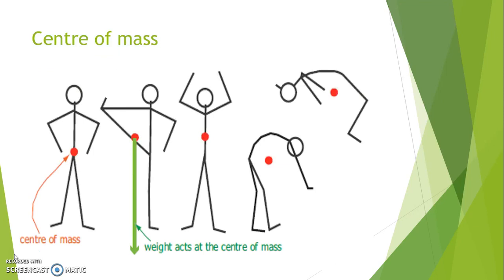So centre of mass. Centre of mass refers to a point at which the body is balanced in all directions. Gravity acts down against the centre of mass. As you can see in the picture, the red dot is the centre of mass for each position.